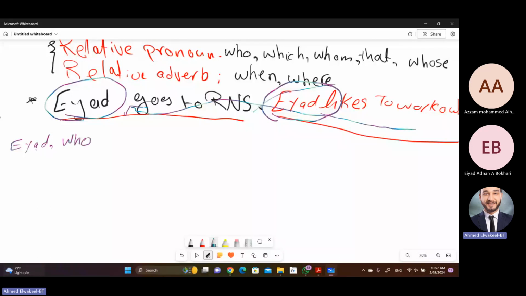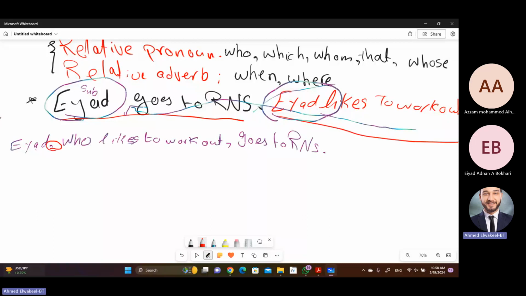Okay, I'm going to differentiate between all of them right now. "Whom" is objective, for the object, bravo. But Iyad here in the sentence is the subject, as always. So, Iyad, who likes to work out, another comma, goes to RNS. And in this case, simply notice this.